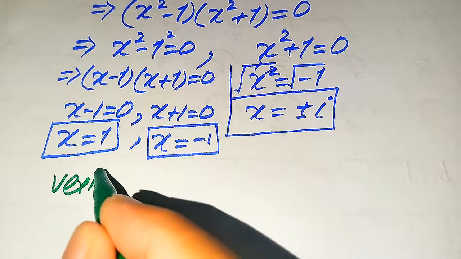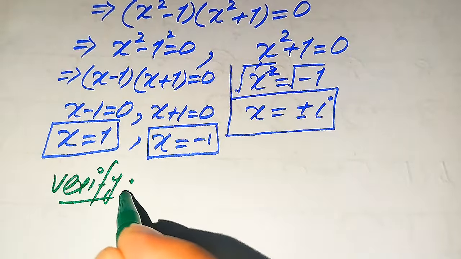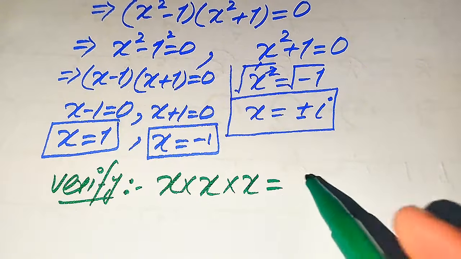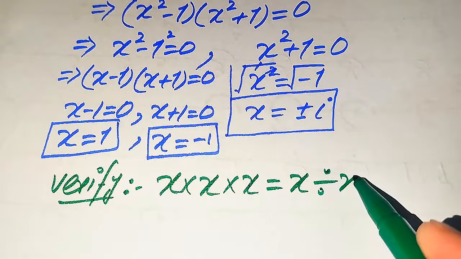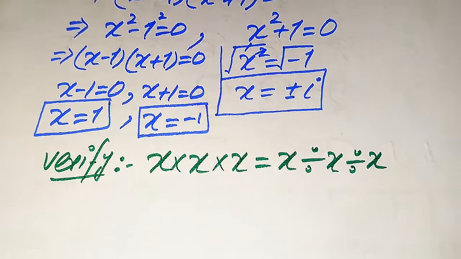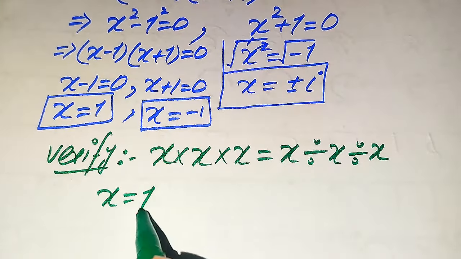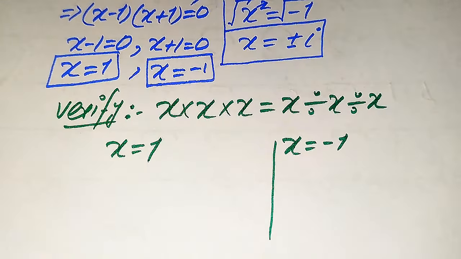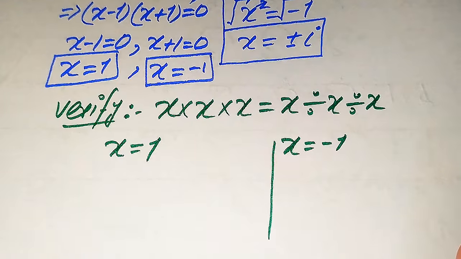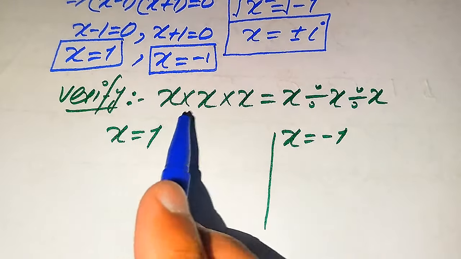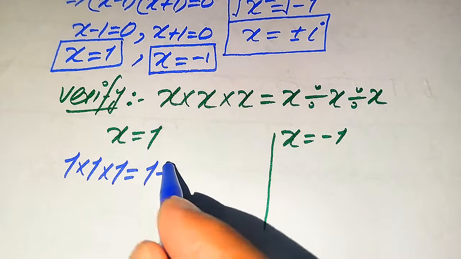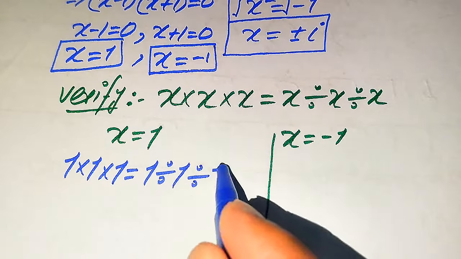So for verification of the roots, we need to copy down the given question statement. Here it is: x multiplied by x multiplied by x is equal to x divided by x divided by x. So here first we verify x equals 1 and x equals minus 1. So first we substitute x equals plus 1 on both sides of the given equation. When you put x equals 1 here, it becomes 1 multiplied by 1 multiplied by 1 is equal to 1 divided by 1 divided by 1.